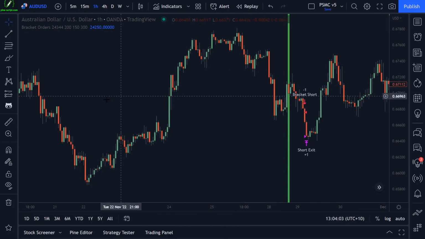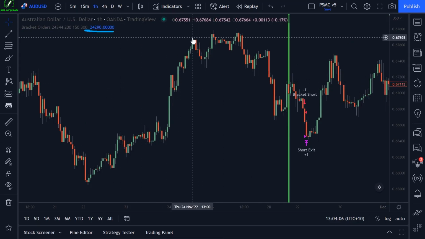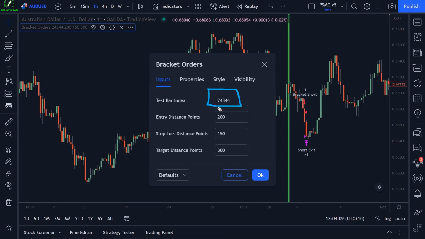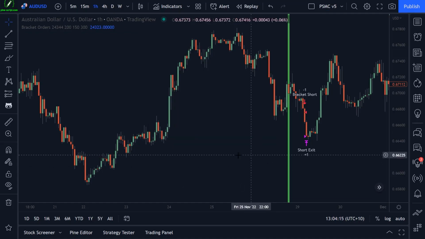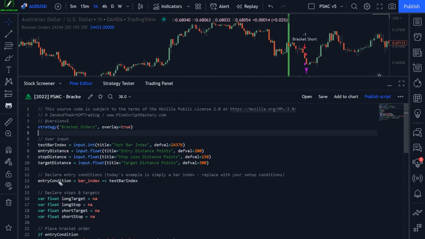And so I can simply hover over any bar on my chart, jot that number down, input it into here, and the script will place a bracket order on that bar, above that bar's high and below that bar's low, purely for testing purposes. In a normal script, you would replace the entry condition with your setup conditions. So candlestick patterns, indicator conditions, and so on.